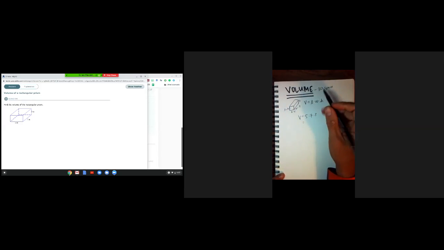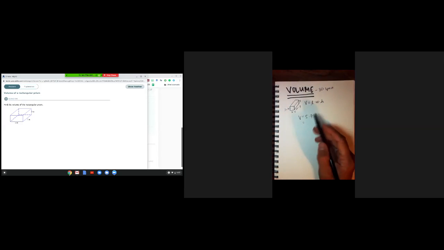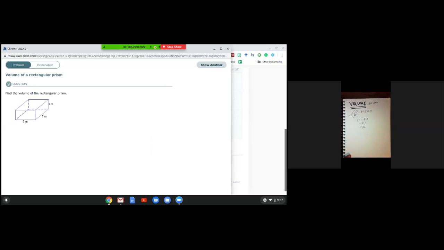What's 5 times 7? 35. What's 35 times 3? Well, 30 times 3 would be 90. 5 times 3 would be 15. So 90 plus 15 is 105. What were the units they gave us? Meters, got it. So we did meters times meters times meters, which is meters cubed. That's our volume.